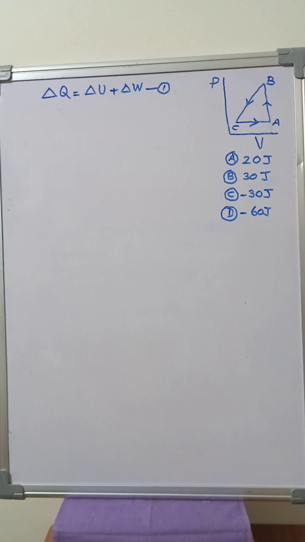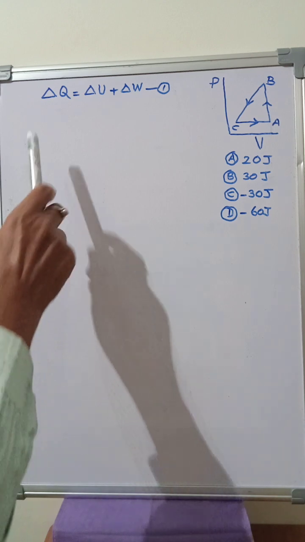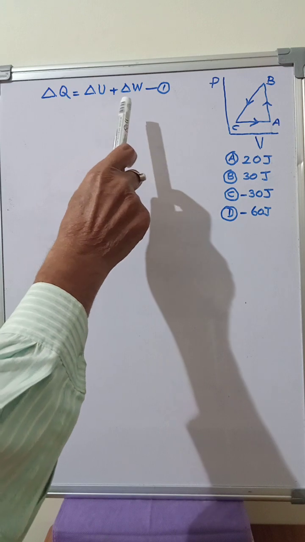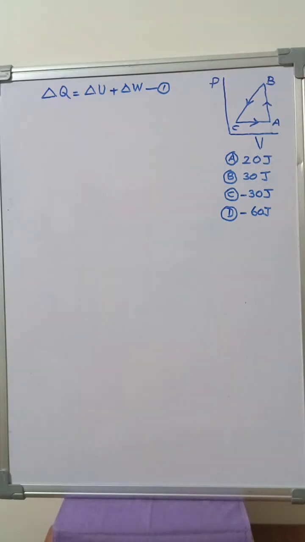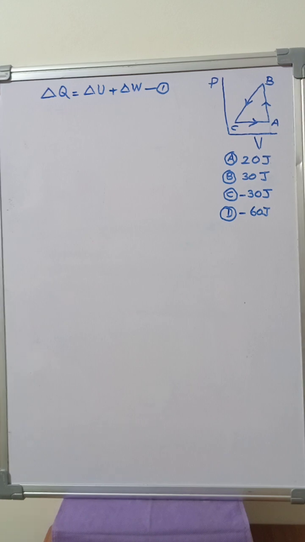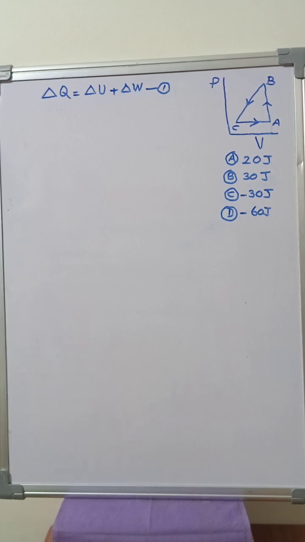The first law of thermodynamics states that delta Q is equal to delta U plus delta W, which means heat absorbed by the system is equal to the sum of the increase in internal energy of the system and external work done by the system. The sign convention for the quantities involved: heat absorbed by the system is positive, increase in internal energy is positive, and external work done by the system is positive.